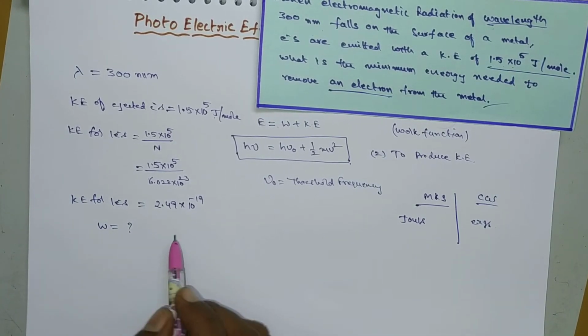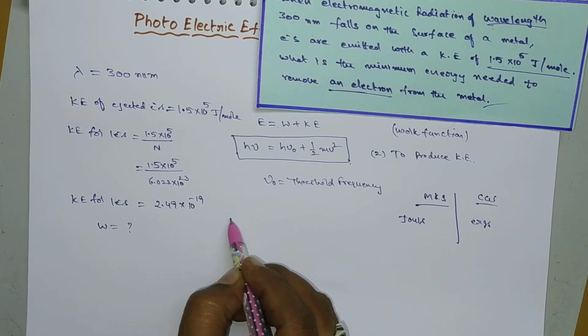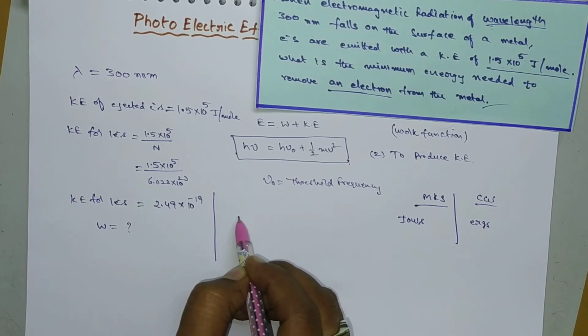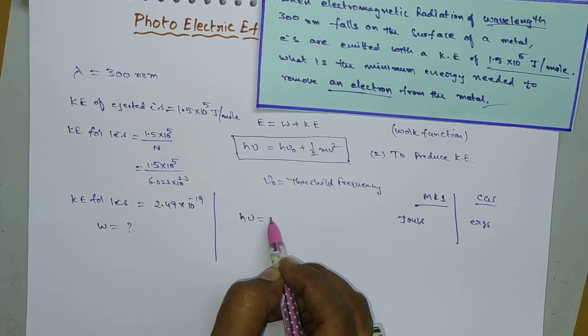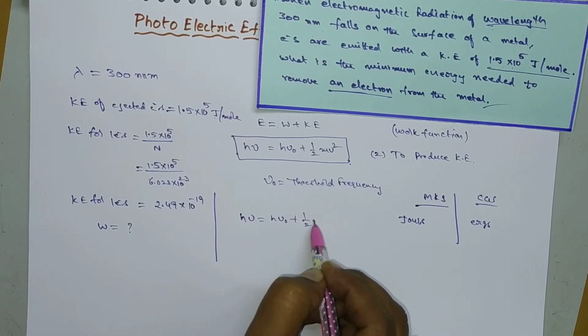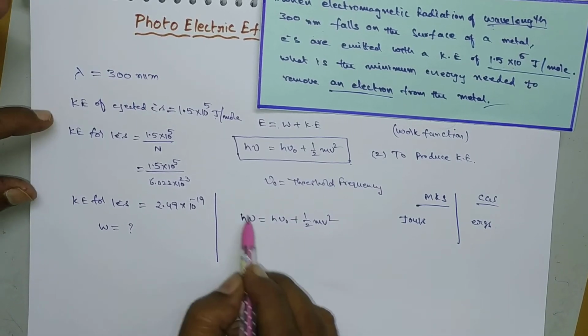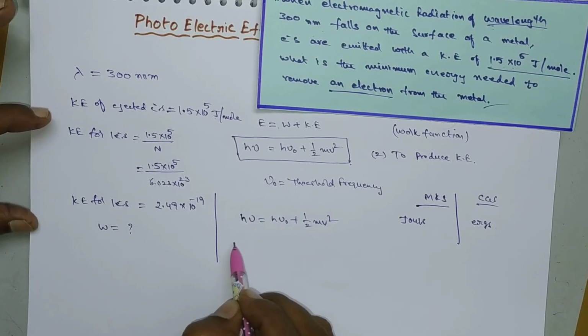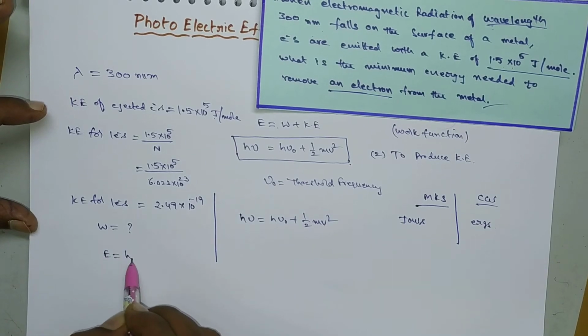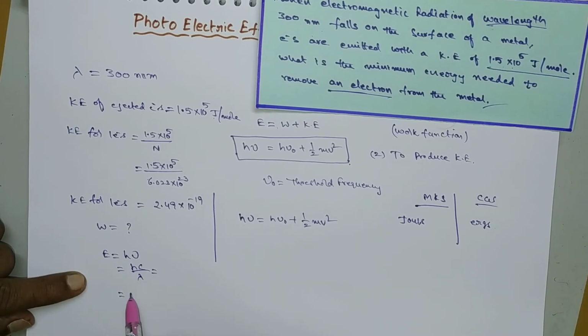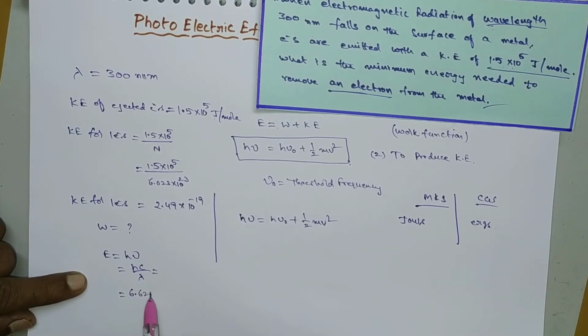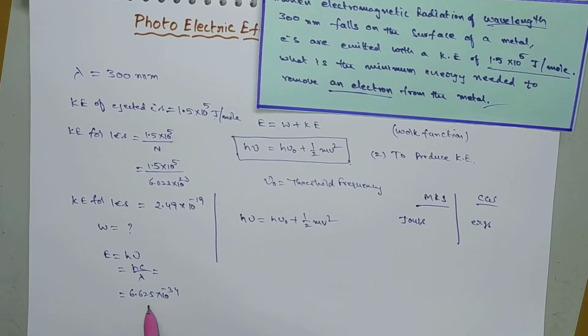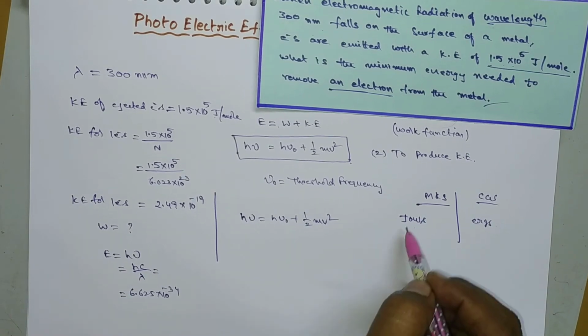So h nu is equal to h nu naught plus half mv square. Here h nu means the energy of incident radiation. So what is the energy of incident radiation? E is equal to h nu, that is equal to hc by lambda. Here h means Planck's constant, that is 6.625 into 10 to the power of minus 34. Here we have to consider it in joules only.